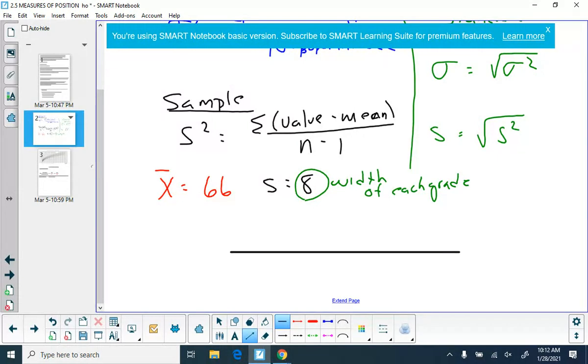So we have a value of 66. This is the middle C's. He will go, all right, I will go 4 up and 4 down to give me 62 and 70. These will be my C's. Anything from 62 to 70 will be my C's.